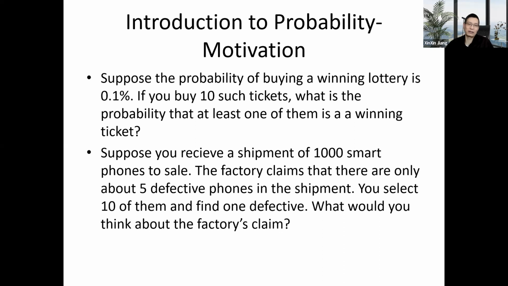Okay, so we need to find out the probability that you will get at least one defective phone in the sample of 10 selected from 1,000, assuming there are exactly 5 defective phones in the shipment. So that's what we're going to do using the second model.